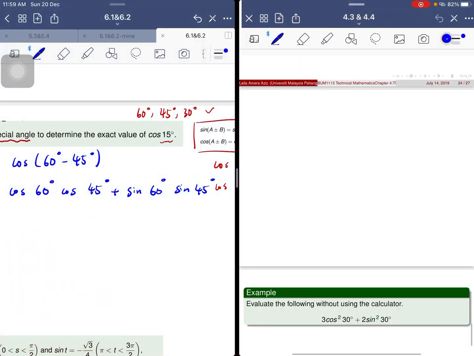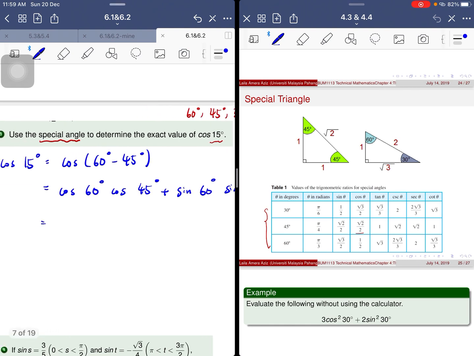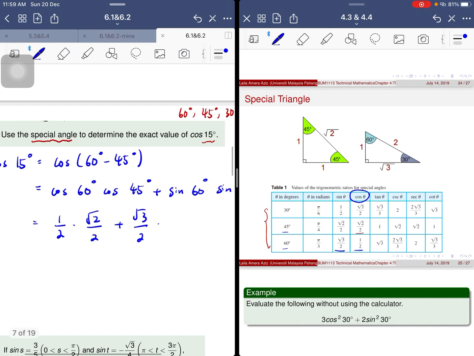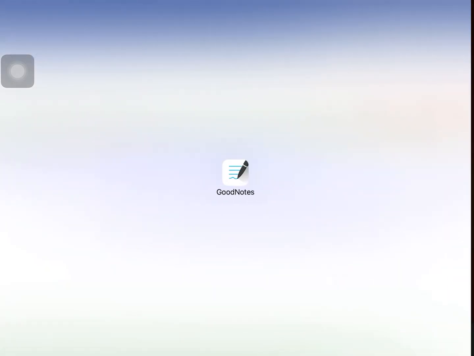Okay, let me open this in a new window so we can easily refer to these values. First, I have cos of 60 degrees. I need the cos. According to the table, cos of 60 degrees is going to equal a half. So I'm going to have a half multiplied by cos of 45 degrees. Cos of that is going to equal square root 2 over 2. And plus, I'm going to have sine 60 degrees according to the table, which is square root 3 over 2, multiplied by sine 45, and sine 45 is going to equal square root 2 over 2. Okay, so those are going to be the values.